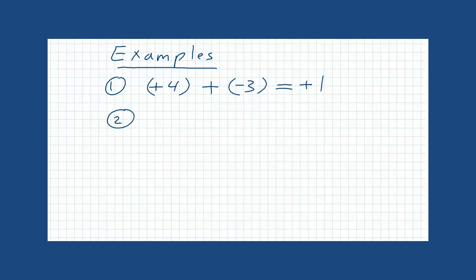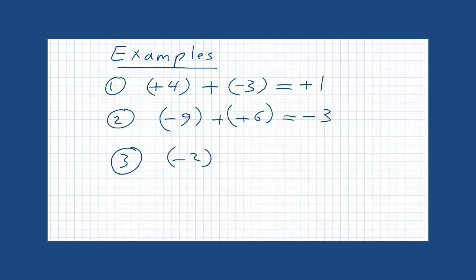Example 2. -9 plus +6. Two numbers with different signs. We will find the difference between 9 and 6, which is 3, and put the sign of the larger one, which is minus.